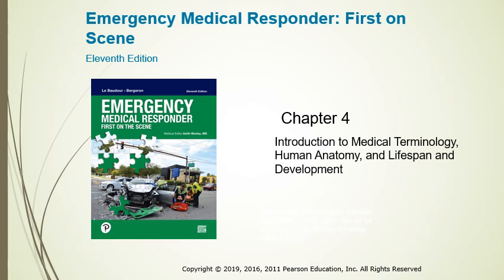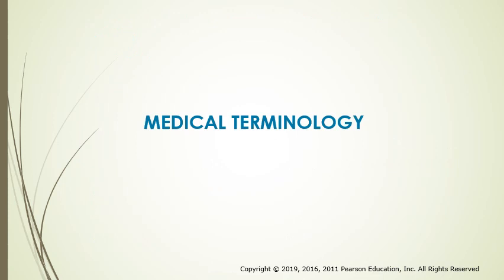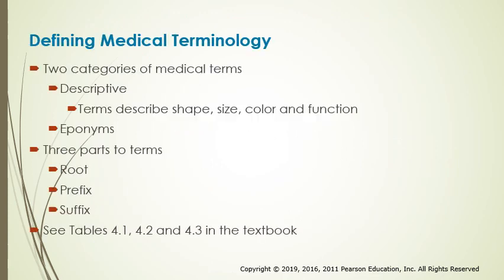All right, welcome to Chapter 4, Introduction to Medical Terminology, Human Anatomy, and Lifespan and Development. So when we're talking about medical terminology, there's two categories. One is the descriptive, which describes shape, size, color, and function. The other category of medical terms is eponyms.